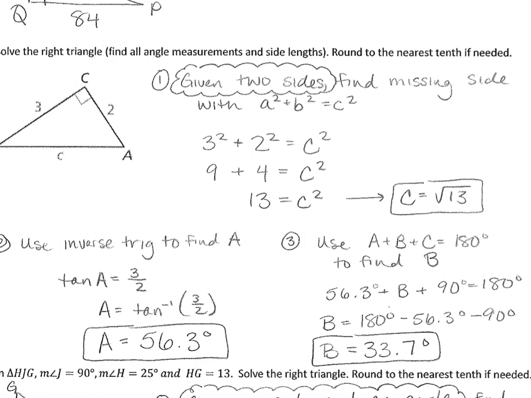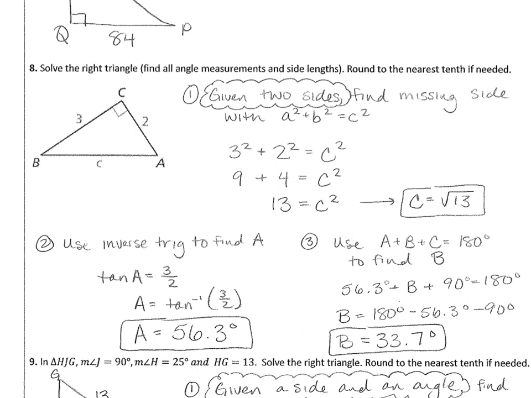What this problem is asking you is to solve the right triangle here, which means find all the missing stuff. Right now on this triangle, what I can see is that I know that this is 90 degrees. I know that this side right here is 3. This side right here is 2. So the things I'm missing are 2 angles and 1 more side. If I'm given 2 sides, I can find the missing side with the Pythagorean theorem, which is what I've done right there. So we found the missing side length C using the Pythagorean theorem.